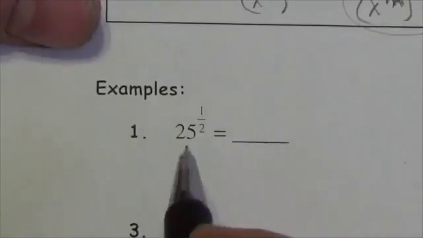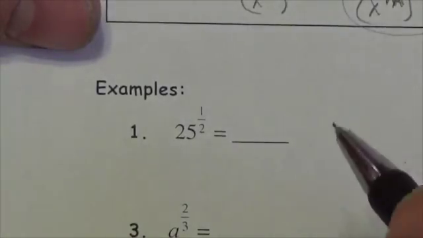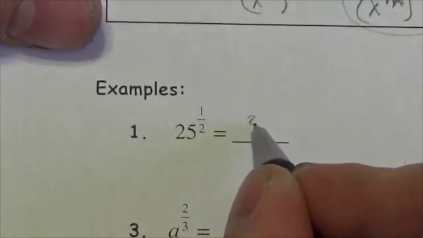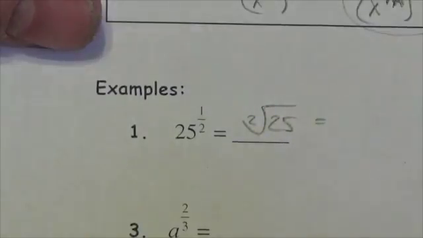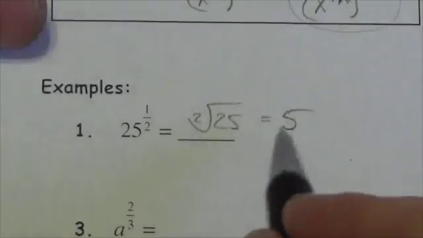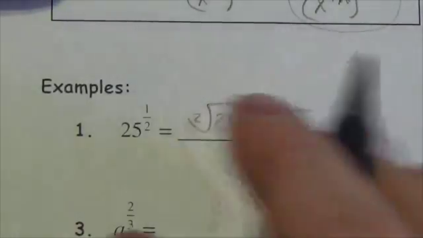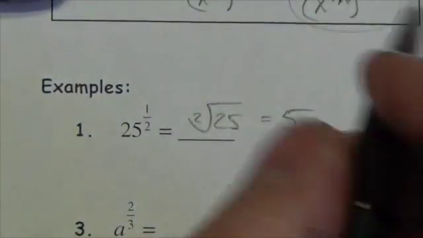So let's just take a look at some examples here. I've got 25 to the 1/2. Okay, that corresponds to a square root of 25, and the square root of 25 is just 5. There's my answer. Now, not plus or minus 5, just 5. There's a subtle difference here.